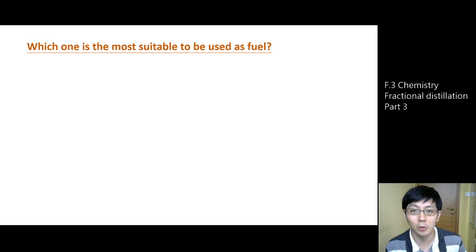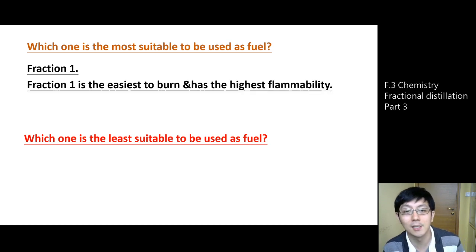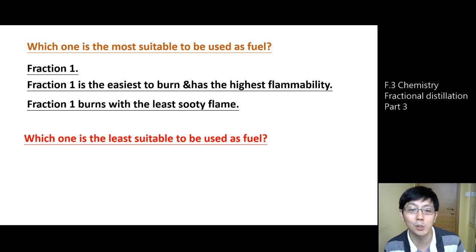Which one is the most suitable to be used as fuel? It will be fraction number 1. The reason is it is easiest to burn. It has the highest flammability and it burns with the least sooty flame. That means it will produce the least amount of air pollutants.